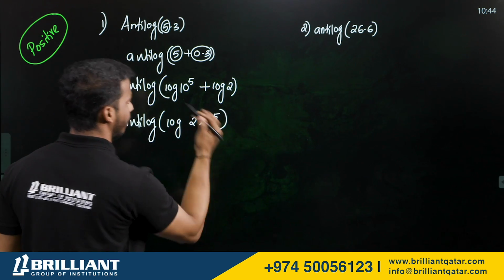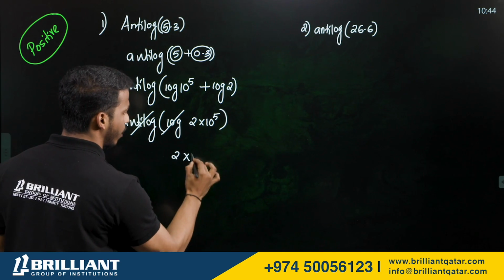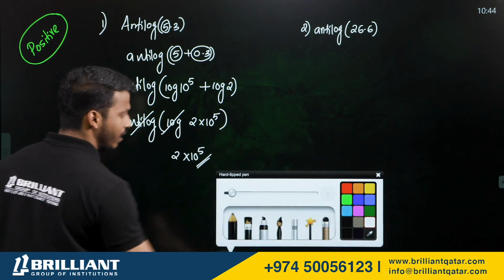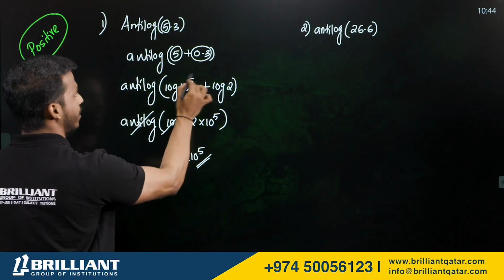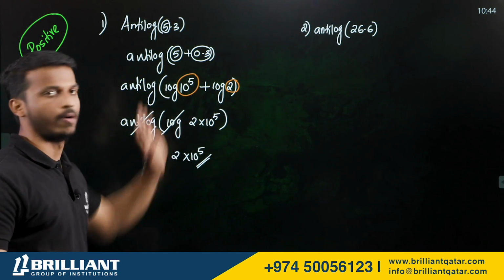10 to the power 5. Dear student, log, anti-log, we can cancel. Your answer is which one? 2 into 10 to the power 5. Within this step itself, you can calculate, okay, this is your answer. 2 into 10 to the power 5.